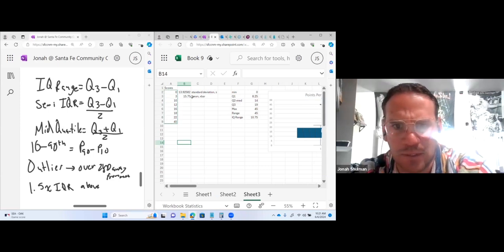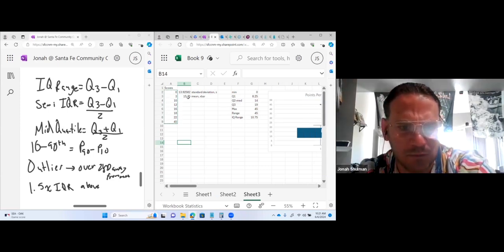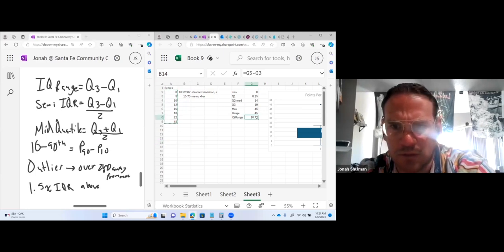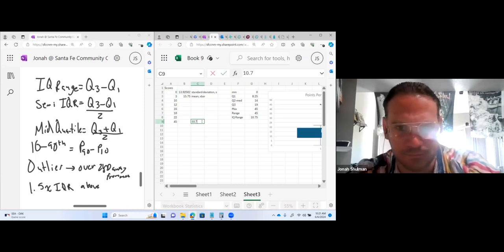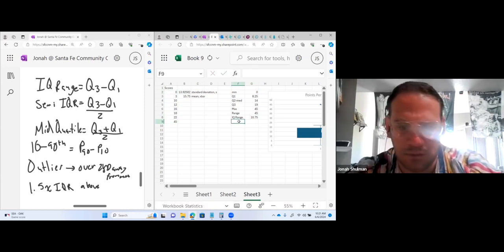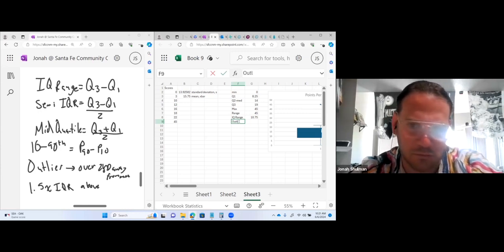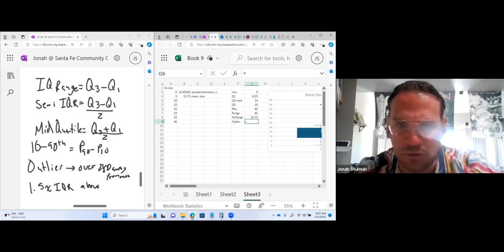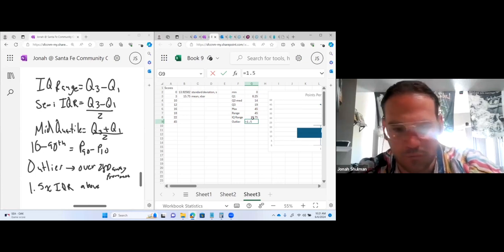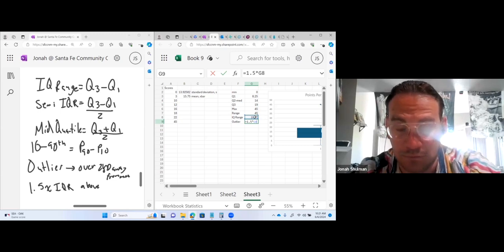We found that this was going to be an outlier because it was more than 2 standard deviations away from the mean. So let's get our IQ range. It's 10.75. I'll just put outlier because I'm going to use their definition. So I'm going to do equals 1.5 times this value. I want to see if that is bigger than 45 or less than 45. We got 16.125. Does that make 22 and 18 also an outlier?